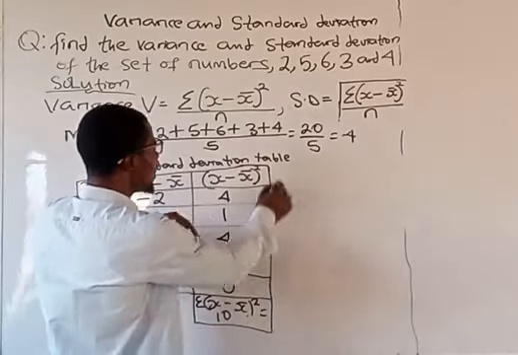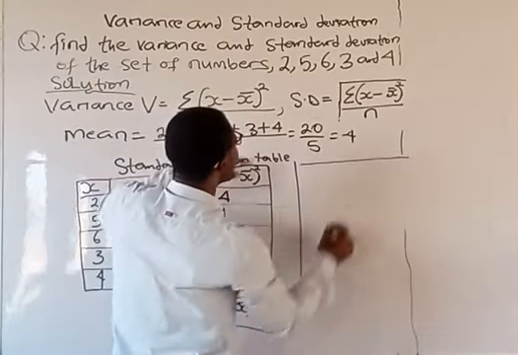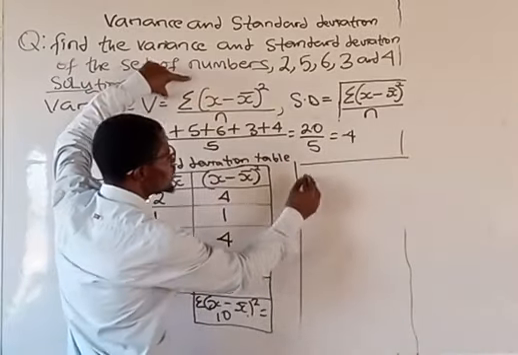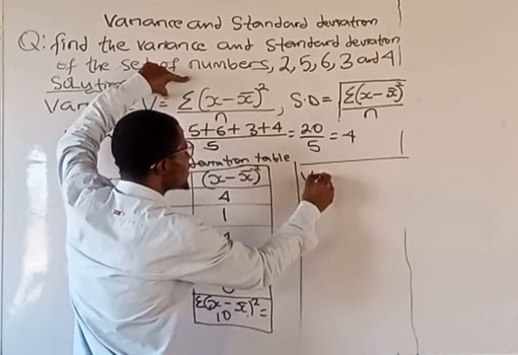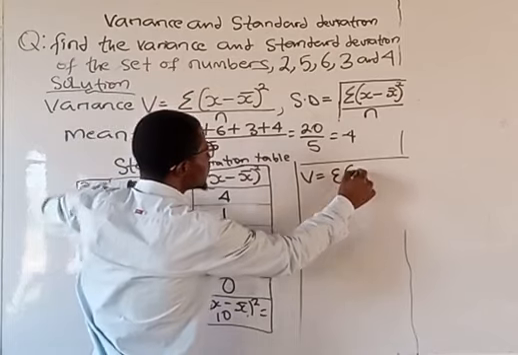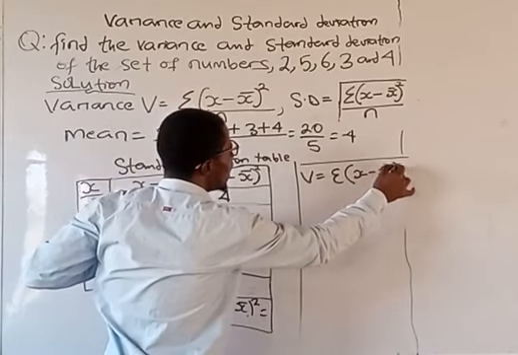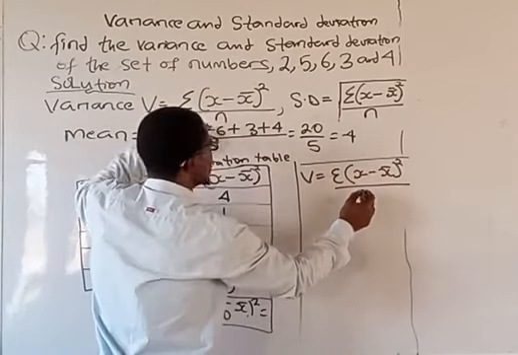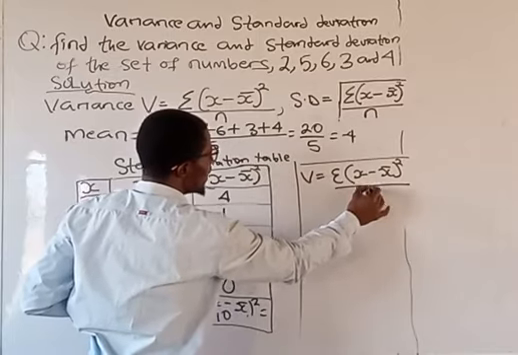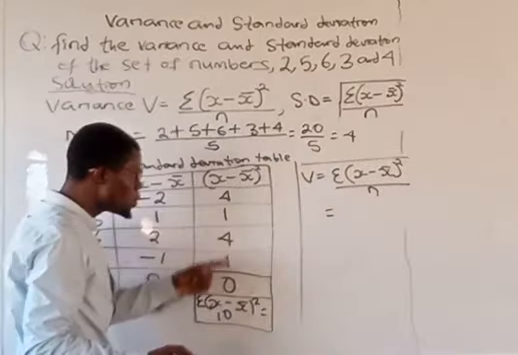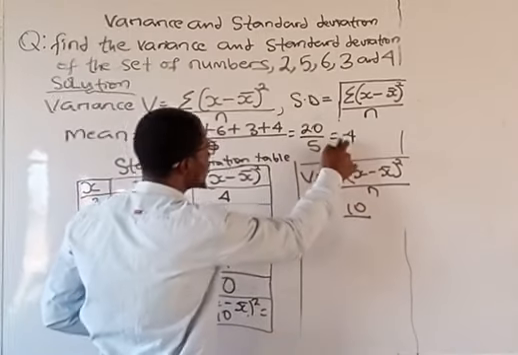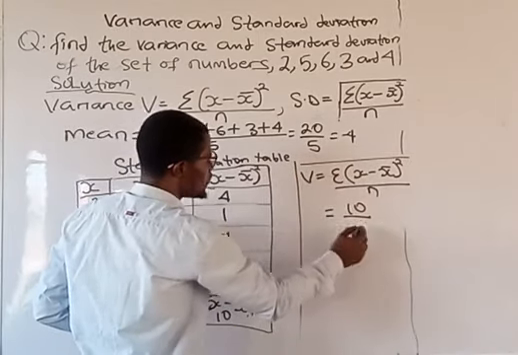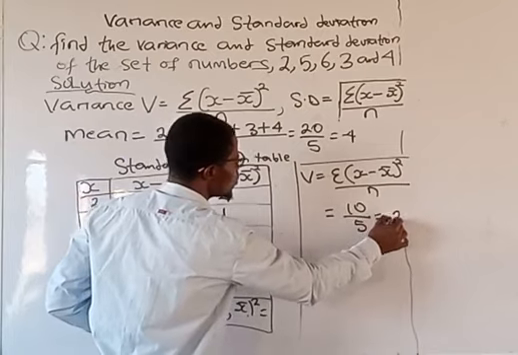And don't forget the formula. The formula for calculating the variance is variance equals the summation of (x minus x bar) squared over n. So here, the summation of (x minus x bar) squared is 10, divided by 5. So this is equal to 2.